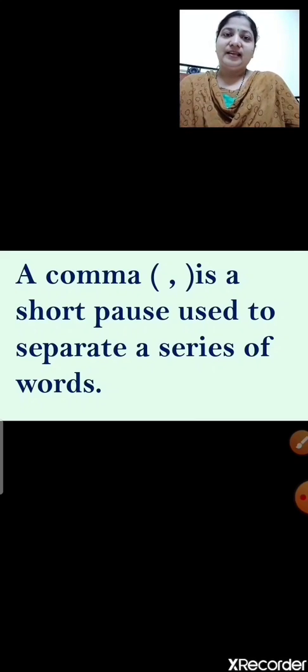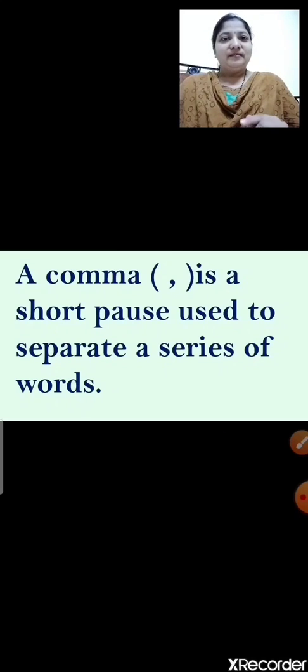Children, when I say I like pizza, I like Maggie, I like samosa, I like cake, I like chocolate, instead of saying it like this, I will write it in one sentence. And what will I do? I will use a comma here to separate those words. So what will I say? I will take a pause. How will I take a pause?